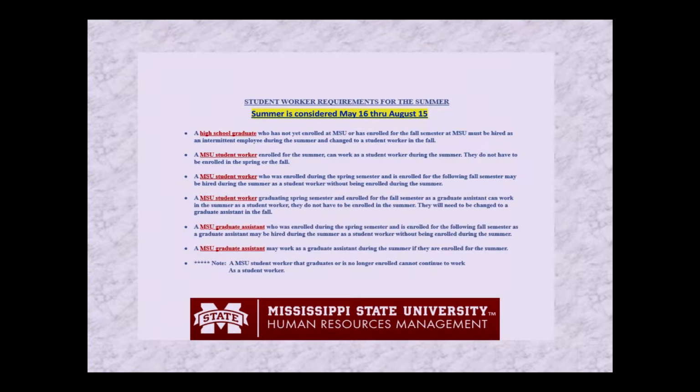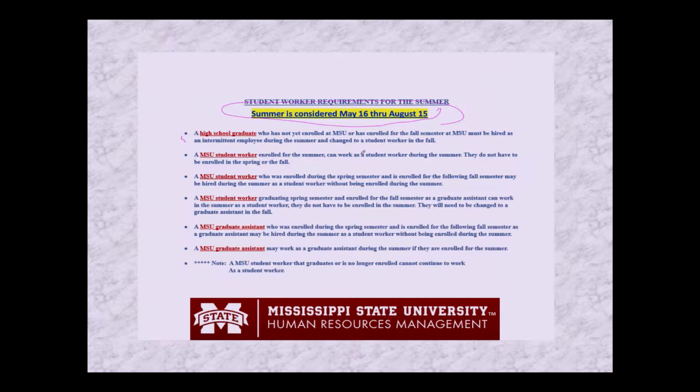During the summer, a lot of students are hired to work during the summer. These are the requirements for students for the summer. Summer is considered May 16th through August 15th. A high school graduate who has not yet enrolled at MSU or has enrolled for the fall semester at MSU must be hired as an intermittent employee during the summer.